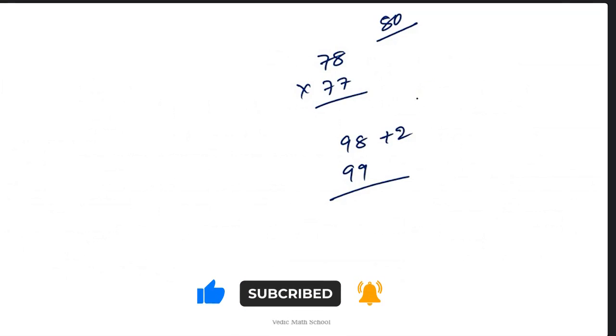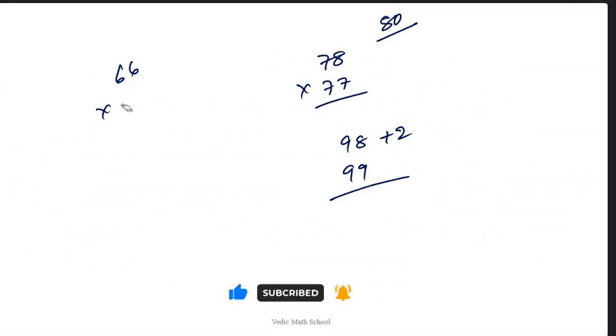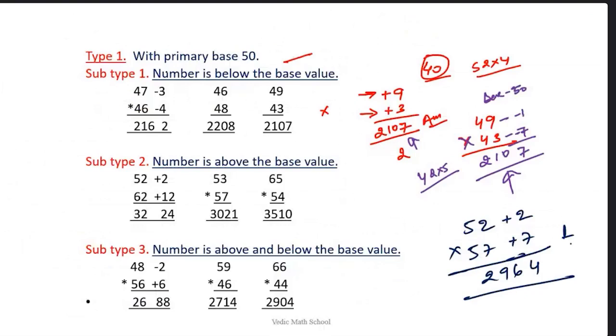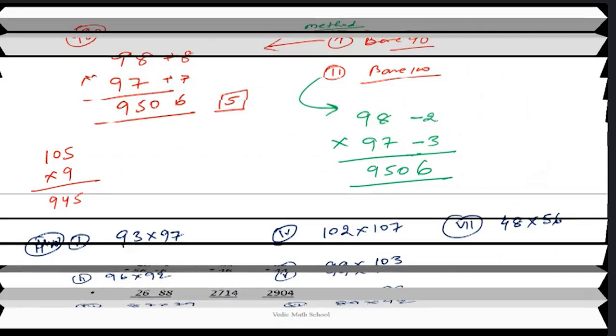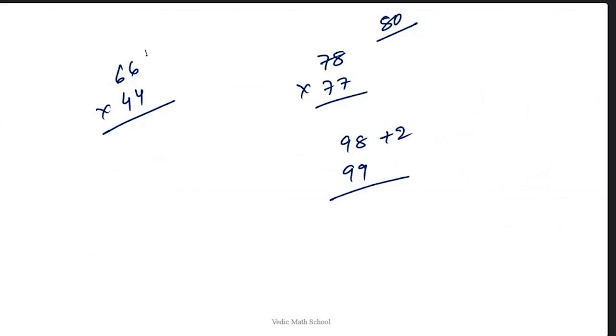Do it now. Can you explain that one? 66 into 44. 66 into 44. It is given there now. Where is it? Yeah, the last one. Subtype 3 last. Okay. You can take any number. It doesn't mean there is anything special.